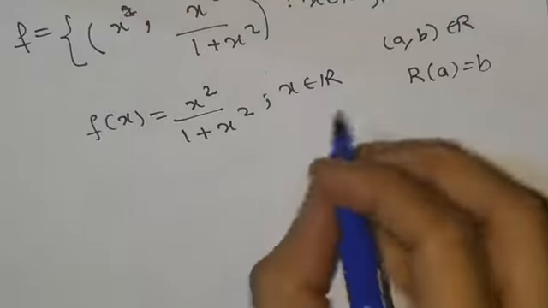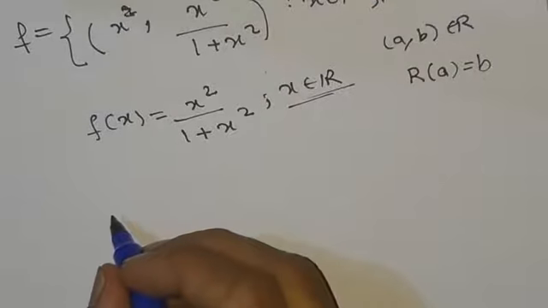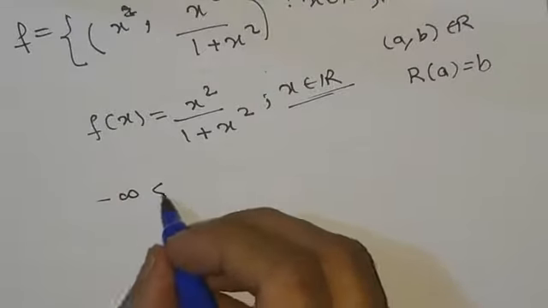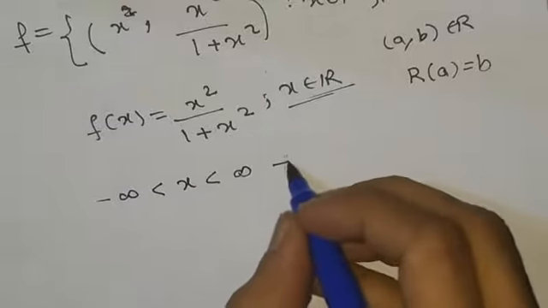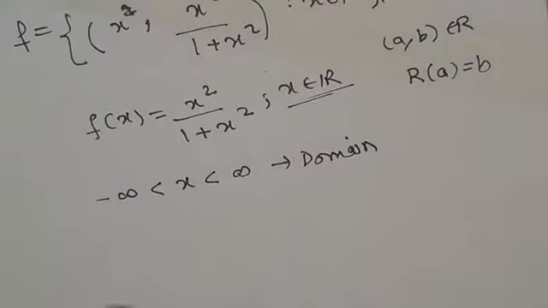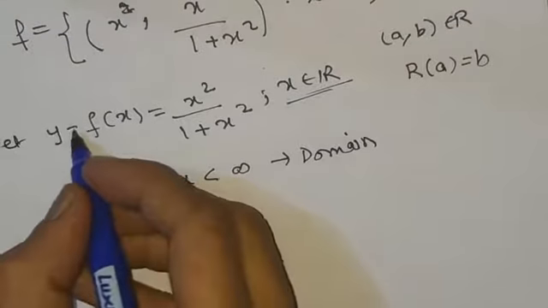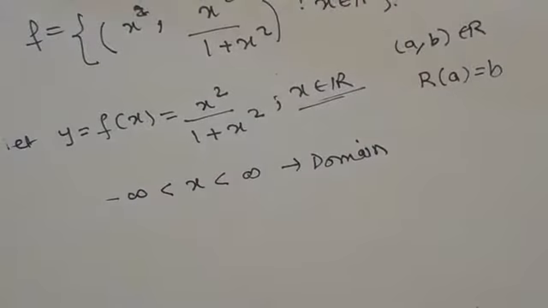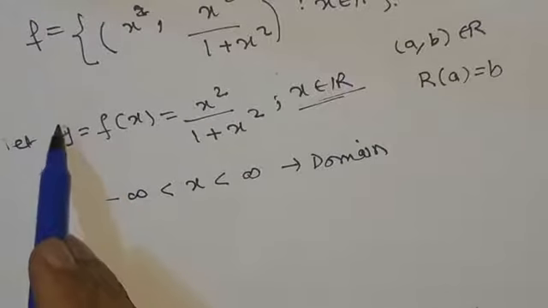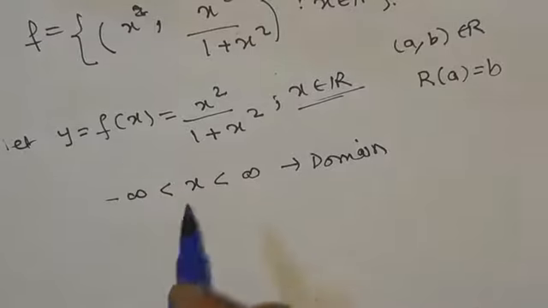Now whenever you find the range, first we have to take the domain, right? So the domain here is x belongs to R. That means minus infinity is less than x less than infinity. This is the domain of the function f. So that we have to take, and let y be equal to f(x), because we have to find the set in which this value y lies, and that will be the range set of the function f.